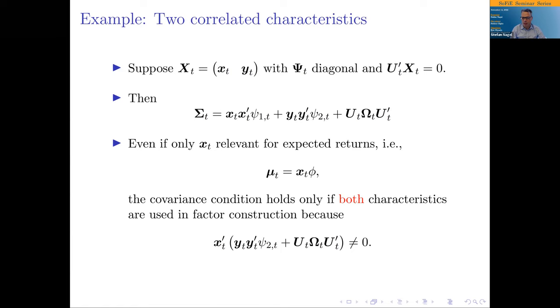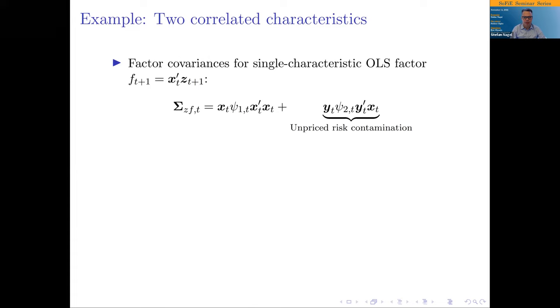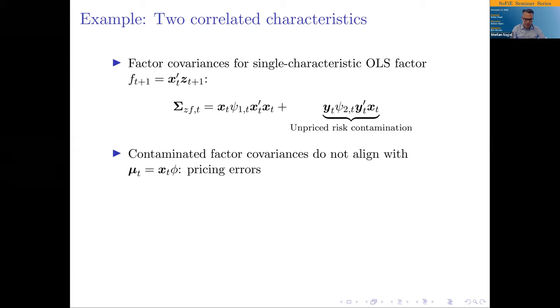Okay, so here's how the factor covariances look. If you just use X to construct factors, you have the first part, the part that you would like to have, basically. But there's also the second part, this unpriced risk contamination that's coming from X not being orthogonal to Y. And as a consequence, these factor covariances are not going to align with X in the cross section, and this gives rise to pricing errors.